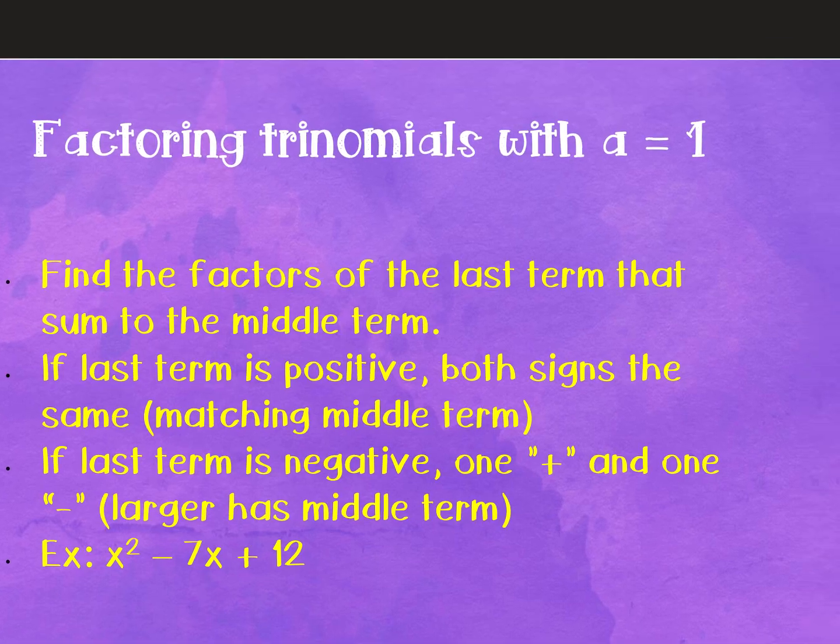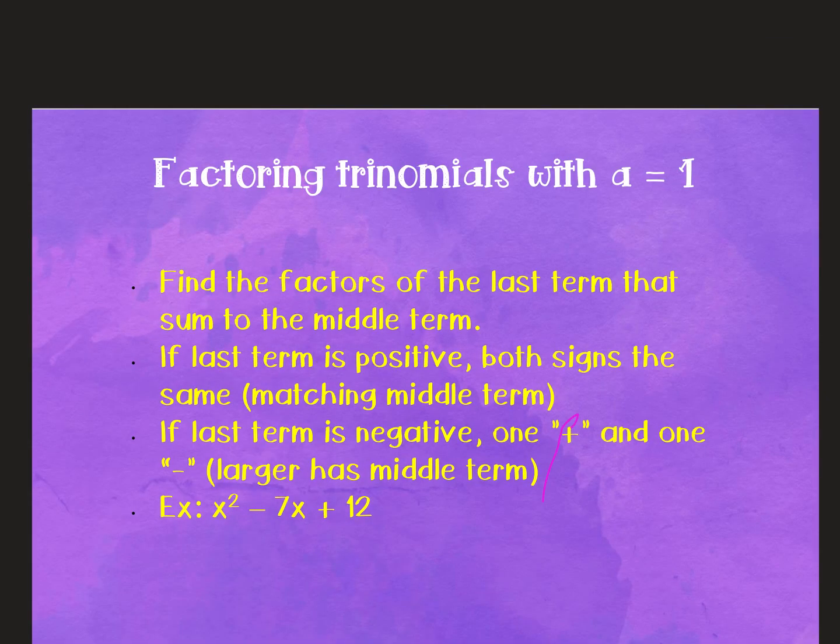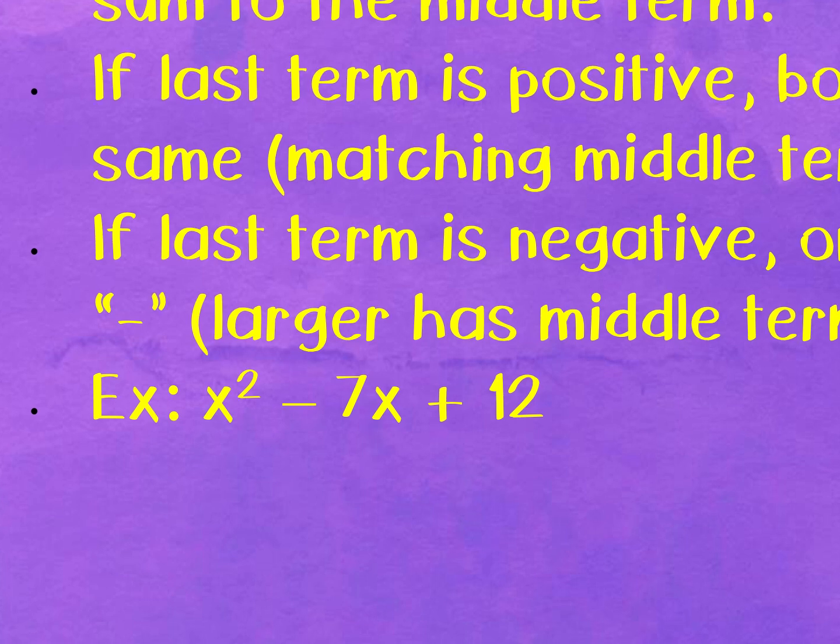We're going to factor trinomials 2 different ways: where a is 1 and where a is not 1. Does anybody have any idea what that means? Where is a? In x squared minus 7x plus 12, where is your a? It's in front of the x squared. We're going to factor the first group with your a term being 1. That means the number in front of x squared is 1.